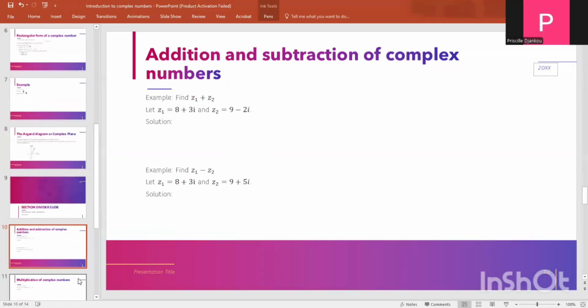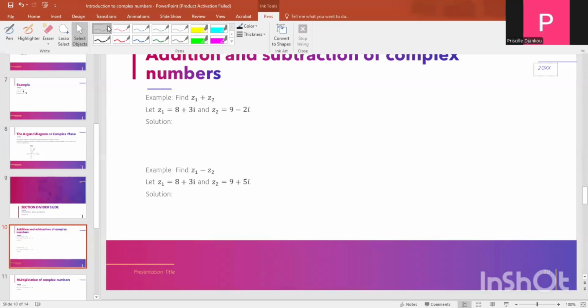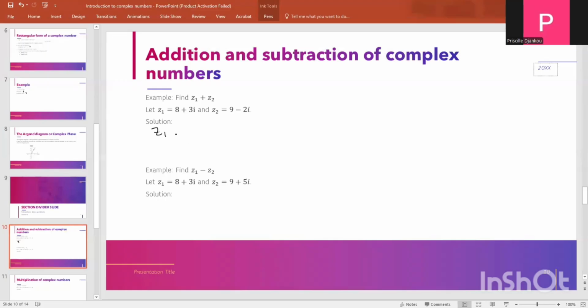With complex numbers, we can add and subtract complex numbers. Consider these two complex numbers, z1 plus z2. How do we add up two complex numbers? Whereby we have z1 equals 8 plus 3i and z2 equals 9 minus 2i. How do we add up these complex numbers? Take note of the solution.